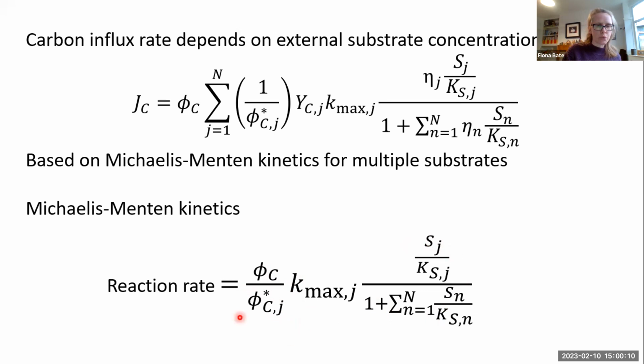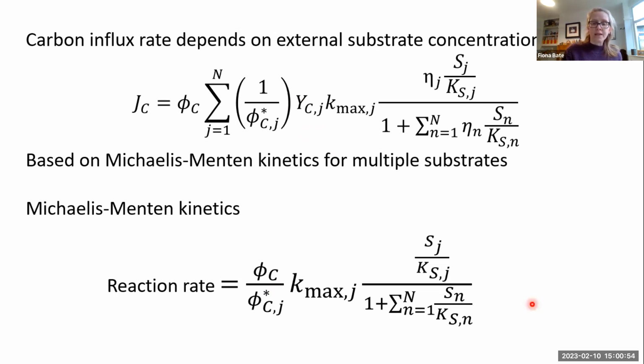So just looking between what we have here and what we have for the carbon influx rate, we've got this Y_Cj, which is the yield of carbon precursors. So that's just how many carbon precursors you get per substrate. This is the substrate uptake rate. So the carbon influx rate will be the yield of the carbon precursors, how many carbon precursors you get for this substrate, times the substrate uptake rate here.